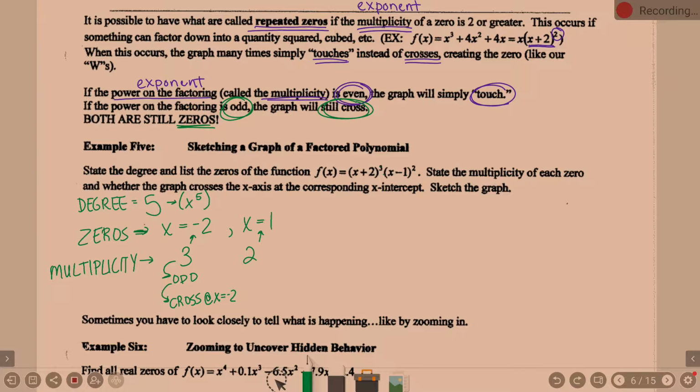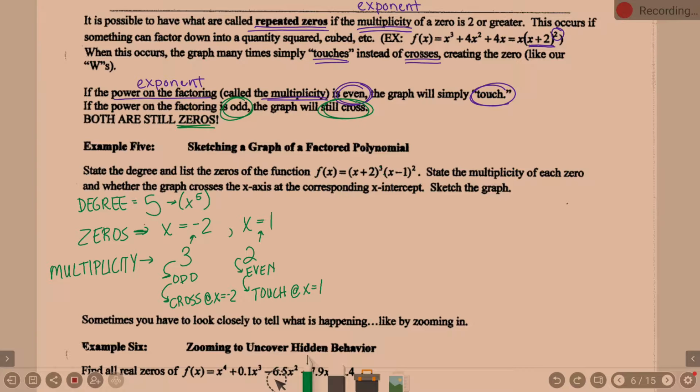It's going to touch. Because my multiplicity is even, that tells me that it's going to touch at x equals 1. So it's not actually going to cross through at x equals 1. Depending on if my graph is above or below, it's either going to touch it and go back up or touch it and go back down. Got it? So it's either going to be a min or a max there.